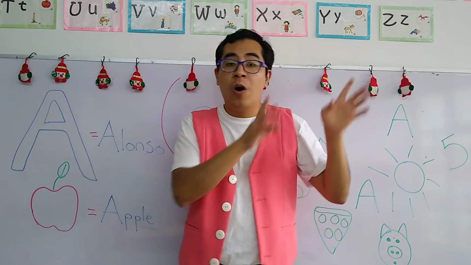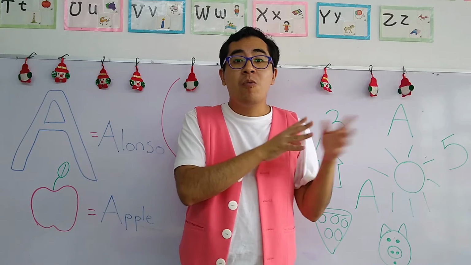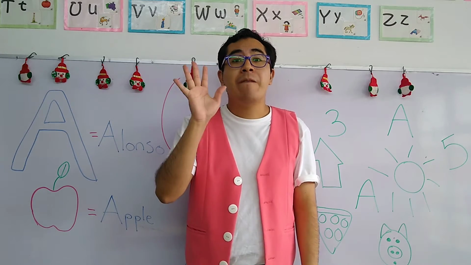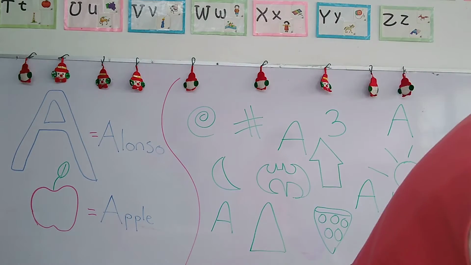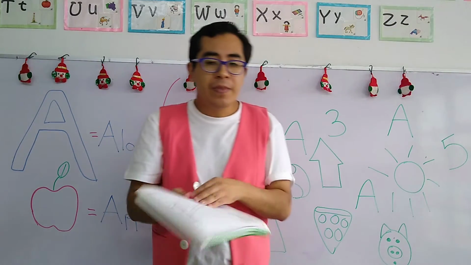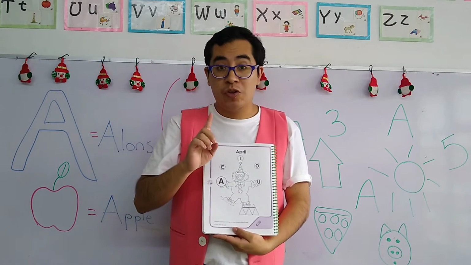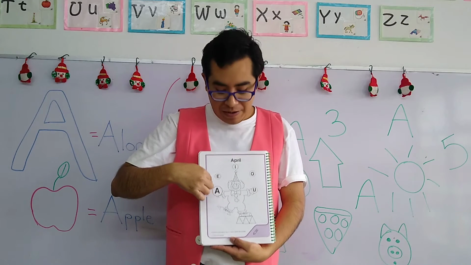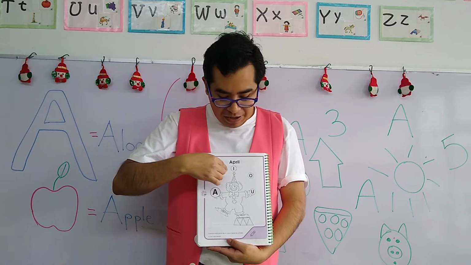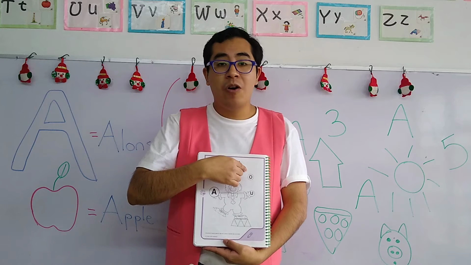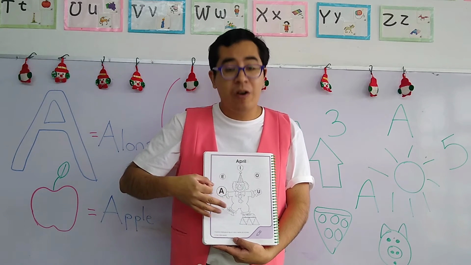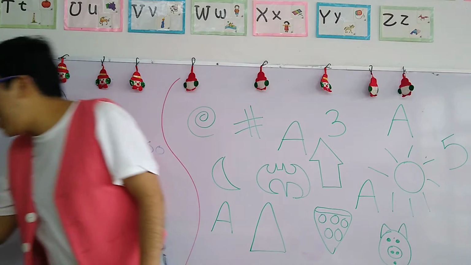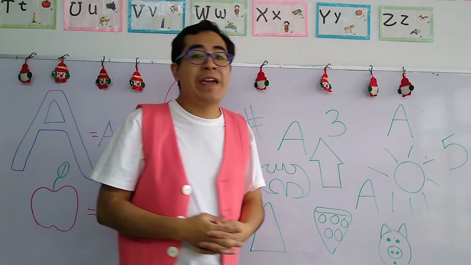Now also, on the previous video, we saw the 5 vowels. Remember, recuerden, here I have it. We are going to start with the letter A, the letter E, the letter I, the letter O, and the letter U. So, the first letter of today, the capital A.